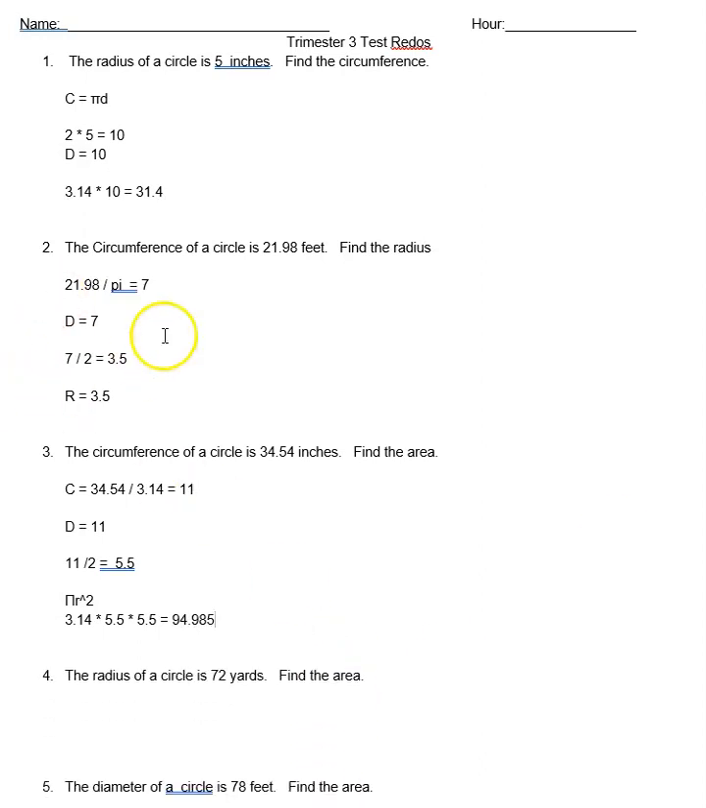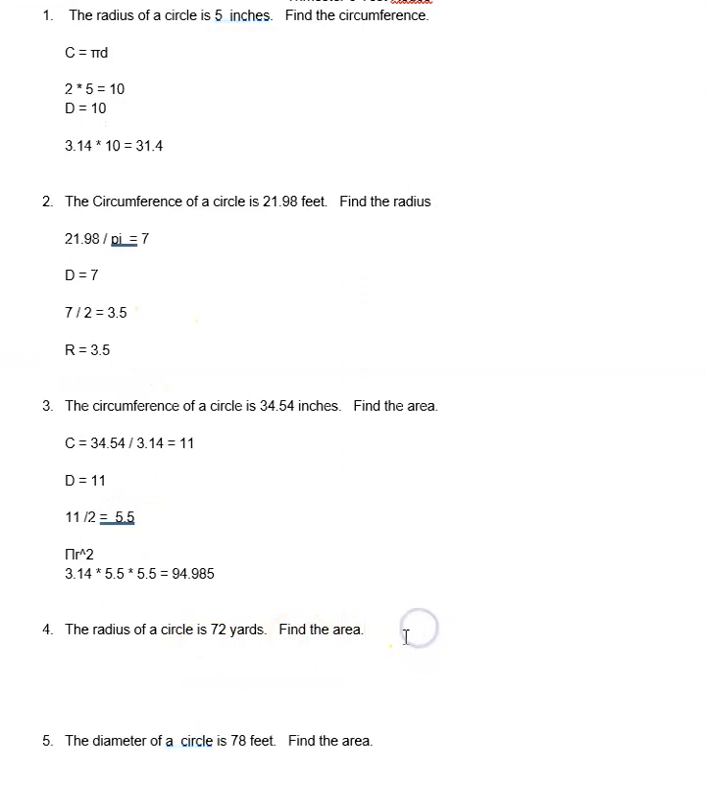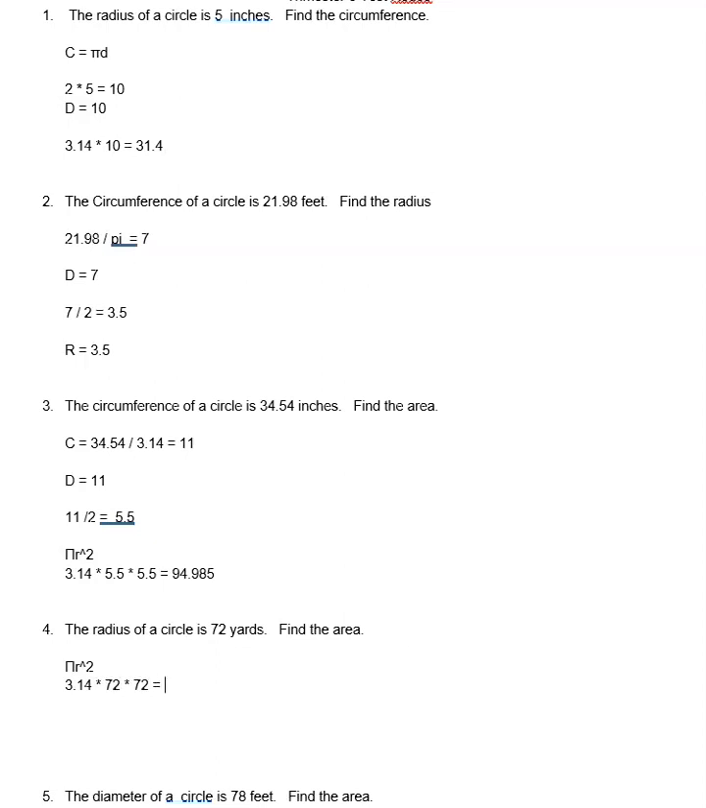And our next one, given the radius is 72, find the area, pi r squared. Pi r squared, so you do pi, which is 3.14, times the radius, which is 72, and that gives 16277.76.